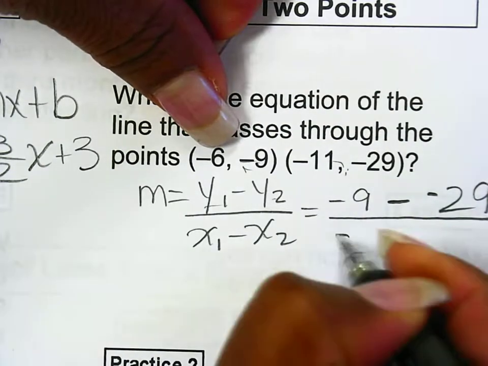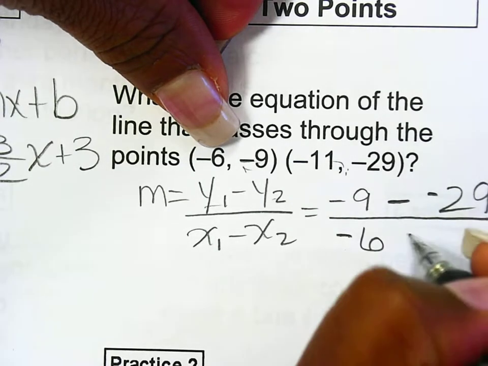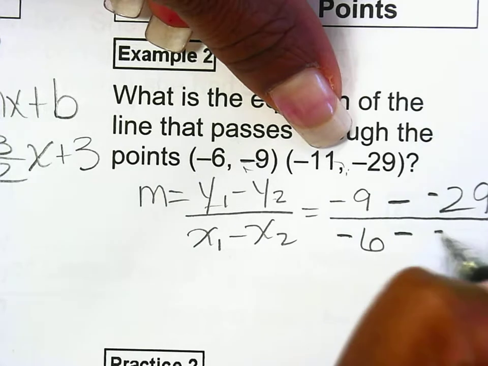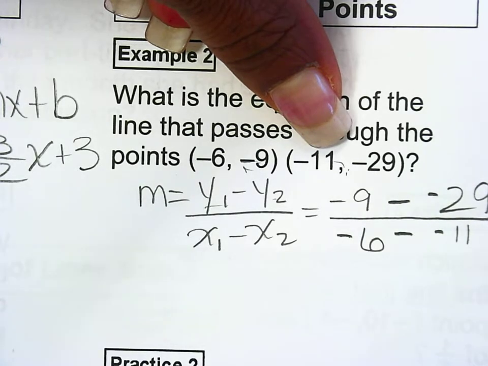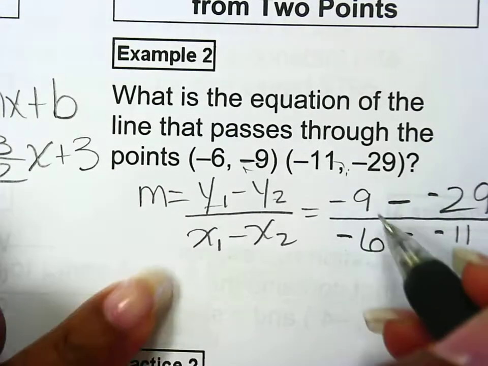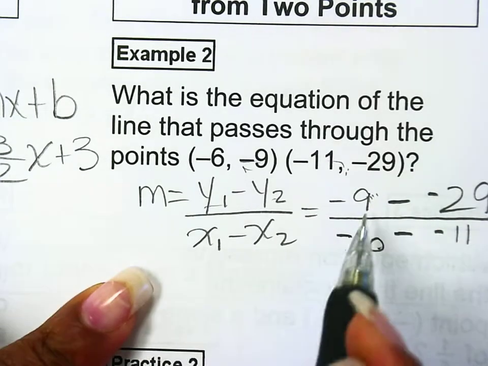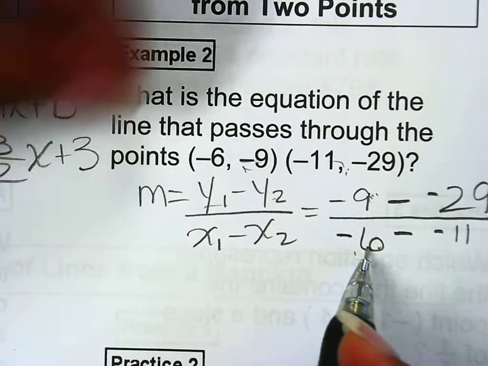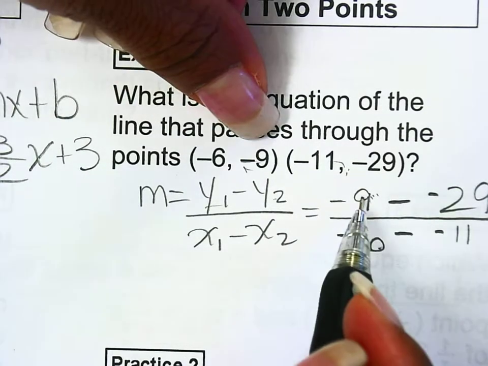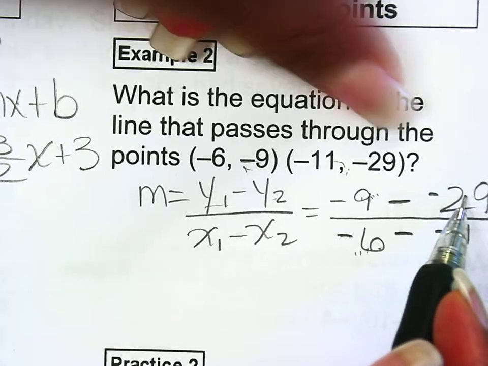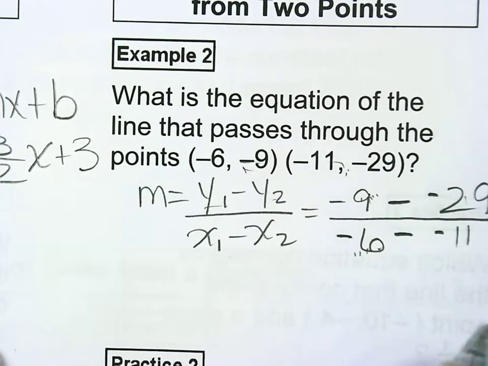My x1 is negative 6. The formula tells me right subtraction. My x2 is negative 11. Make sure, look what I have here: 9, negative 9, negative x. Negative 6 is for the x. So I got negative 6 for x, negative 9 for y. Negative 11 for x, negative 29 for y. They have to be corresponding values.